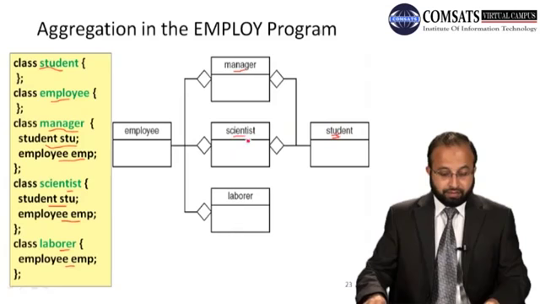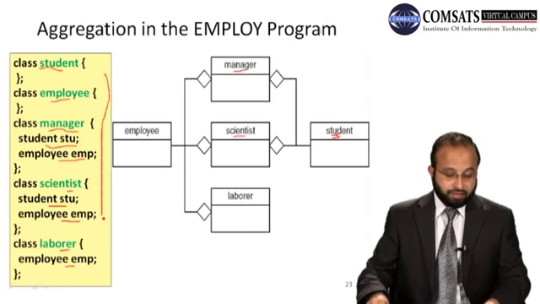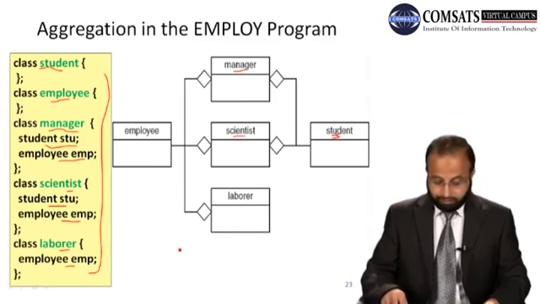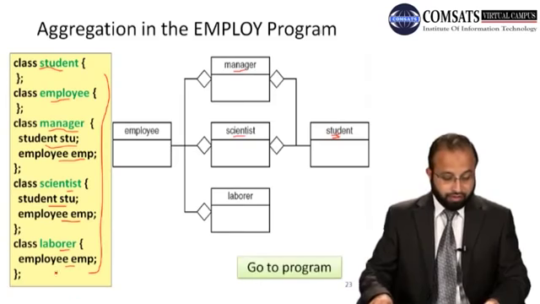And similarly here, laborer has employee, basically. So this kind of relationship is basically the aggregation relationship, and this is how we can represent the aggregation relationship. This is how we can represent the aggregation relationship in the employee program. Now let's go to the code and execute the program.